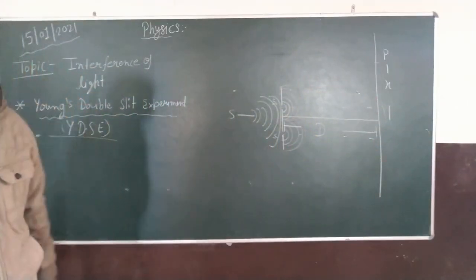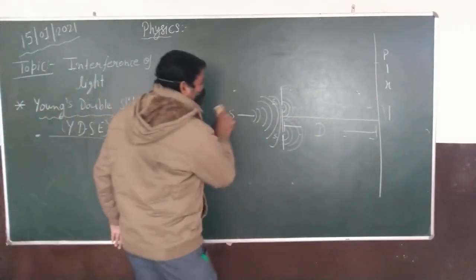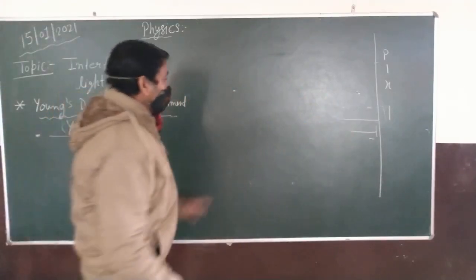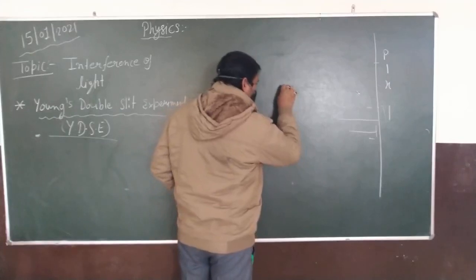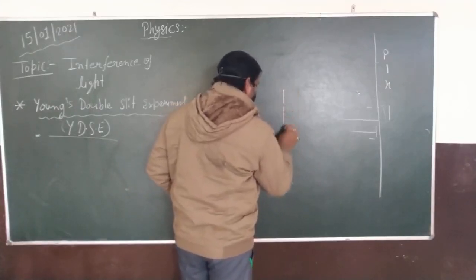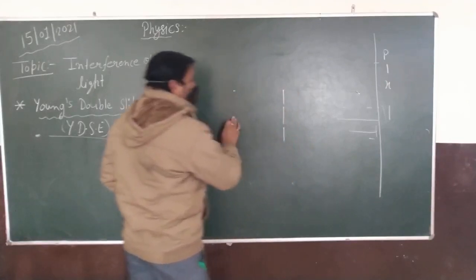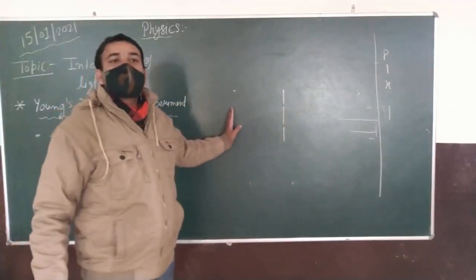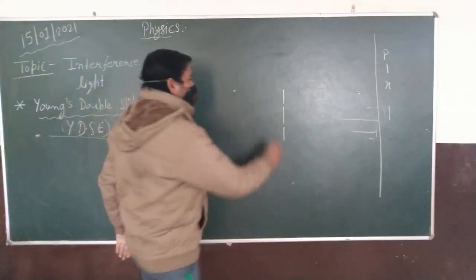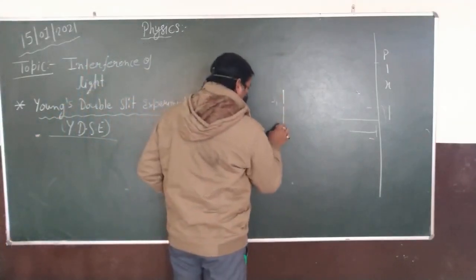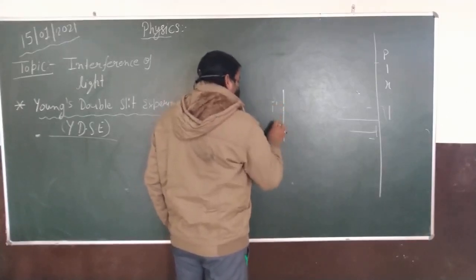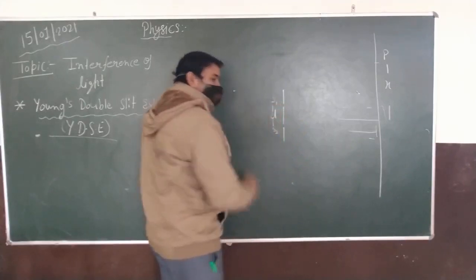Okay, so now we will start again. We don't need the initial source, because we use it only to get the two coherent sources S1 and S2. Is it clear? Let the distance between the two sources be small d.